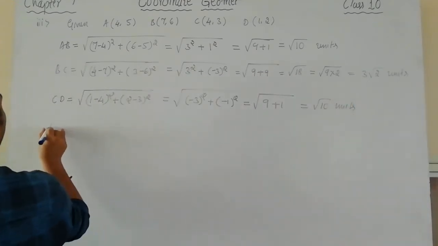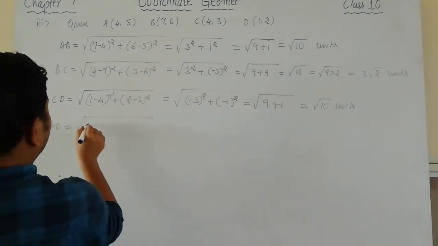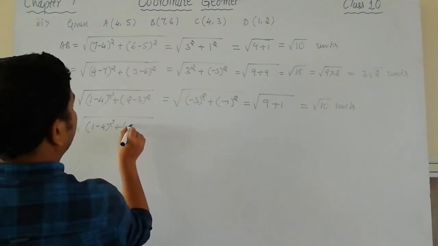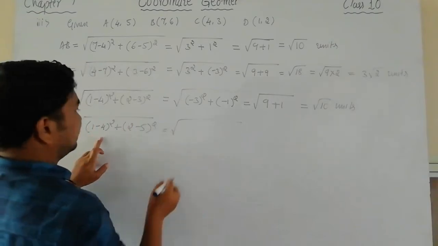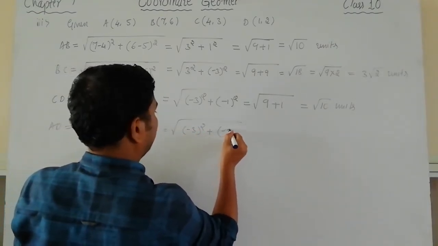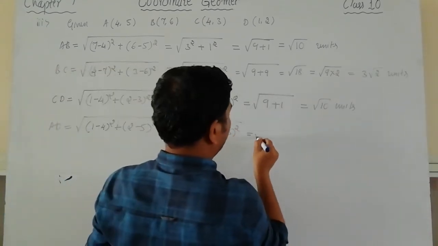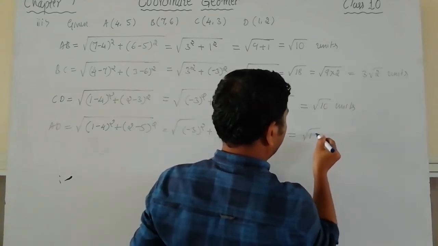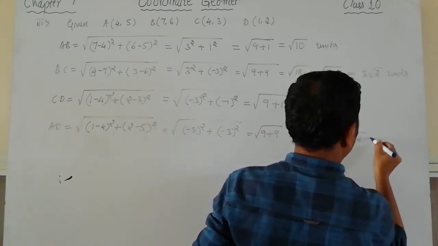Next is the last one, AD is equal to square root of (1 minus 4) whole square, and then plus (2 minus 5) whole square, which is equal to square root of minus 3 whole square plus minus 3 whole square. So therefore it will become what? The square root of 9 plus 9, which is equal to square root of 18, and I am going to write this directly. This is actually 3 root 2 units.